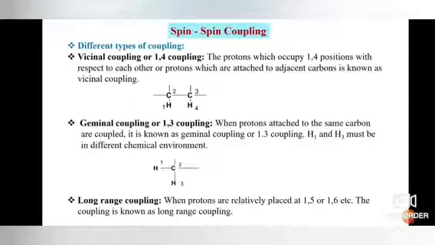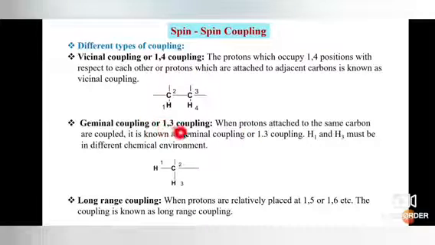In the previous lecture, we discussed the splitting of a peak into smaller peaks, which is due to spin-spin coupling. There are different types of coupling. Here we are going to see some types of coupling: vicinal coupling, or 1,4 coupling. The protons which occupy 1,4 positions with respect to each other and are attached to adjacent carbons is known as vicinal coupling. For example, these are the protons which are 1,4 with respect to each other, and they are the protons on the adjacent carbon atoms. So when this proton couples with this, it is called 1,4 coupling or vicinal coupling.